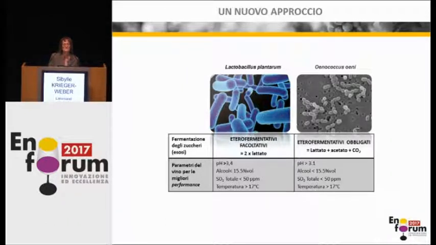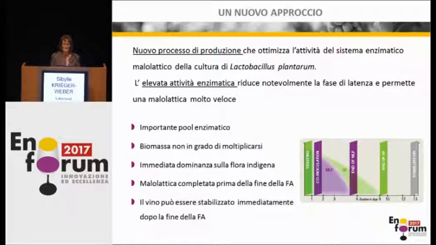Here is a short comparison between Lactobacillus plantarum and Oenococcus oeni. Plantarum is facultative heterofermentative, which means it produces only lactic acid from glucose and fructose, whereas Oenococcus oeni is obligatory heterofermentative, so it produces lactic acid, acetic acid, and CO2. Lactobacillus plantarum is a little more sensitive to pH, so application is mainly at pH above 3.4, whereas Oenococcus oeni is best adapted to low pH conditions. The other parameters, tolerance to alcohol, SO2, or temperature, are about the same.